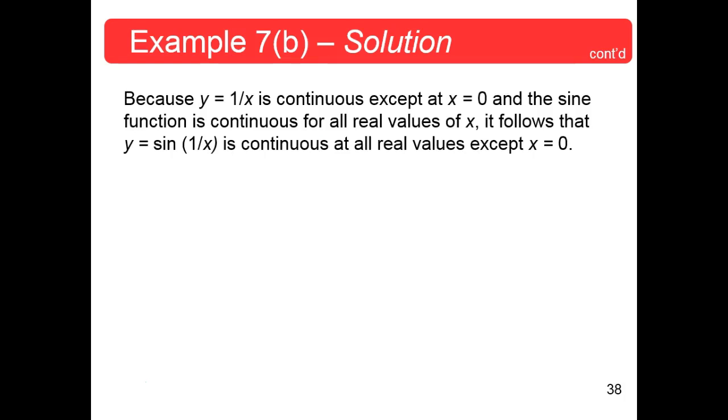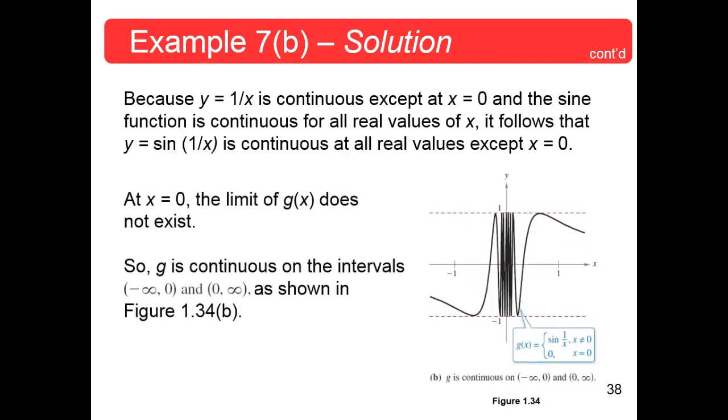Okay? This one, y is equal to 1 over x, continuous everywhere except x equals 0. The sine function is continuous for all real values of x. It follows that it's continuous everywhere except x equals 0. Okay? Can you make it continuous there? No. Okay?